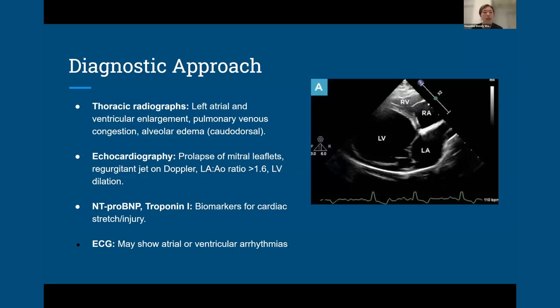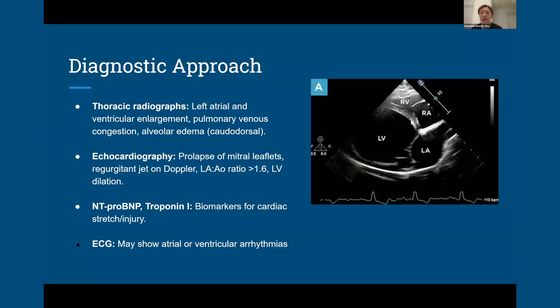So with a thoracic radiograph, we're going to see left atrial and ventricular enlargement, and there might be some pulmonary congestion and alveolar edema, but these will often only be seen in stage C or D. So it's really hard to catch them early at stage B1, B2. And an echocardiogram is actually the best way to detect our mitral valve disease patients quite early.